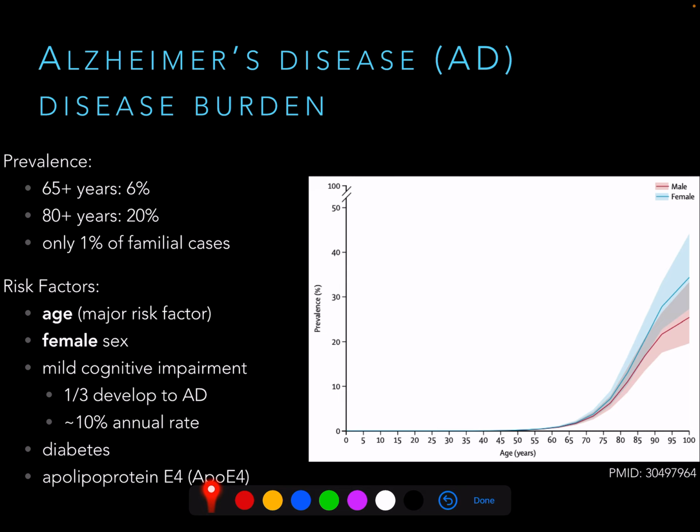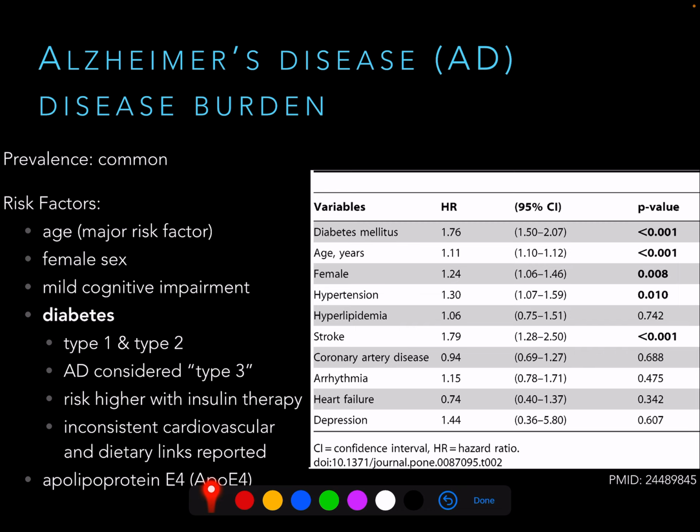The other risk is having mild cognitive impairment. So if we already have cognitive deficits, you're quite likely to develop Alzheimer's disease. There we see about 1/3 of folks with mild cognitive impairment progress to Alzheimer's disease, and it's about a 10% annual rate. So every year, about 10% of the folks with MCI develop Alzheimer's disease. Another big risk factor is diabetes. So age, obviously a huge risk factor. Female sex, we just went through that one.